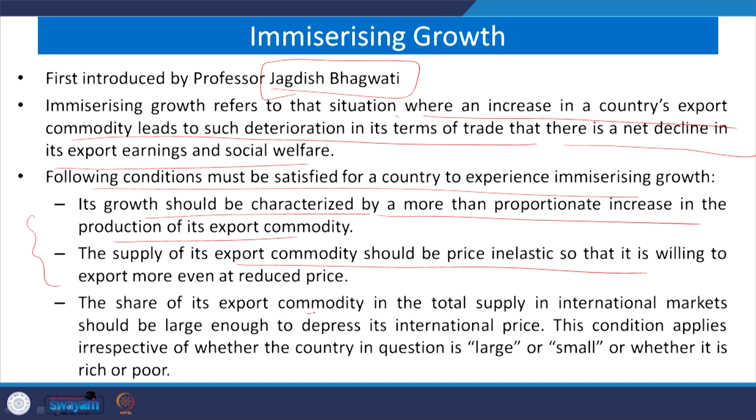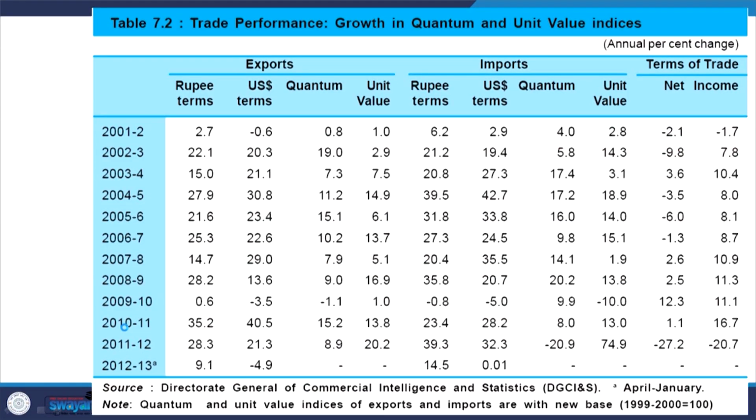The share of its export commodity in the total supply in the international basket should be large enough to depress the prices. This condition applies irrespective of whether the country is large or small. In both contexts it is valid, but in other regions small or large country is more important. This is one of the finest examples explaining the plight of the developing countries, especially in the Indian context. So, these are all the explanations so far for understanding export basket prices and import basket.